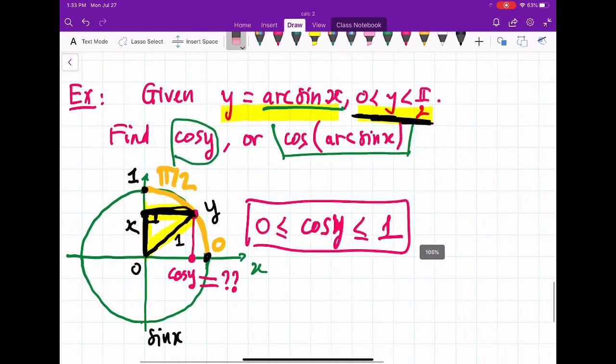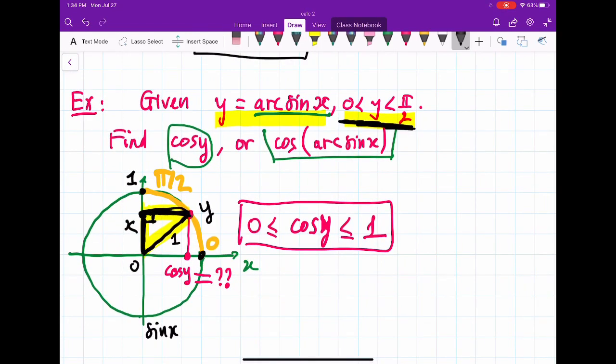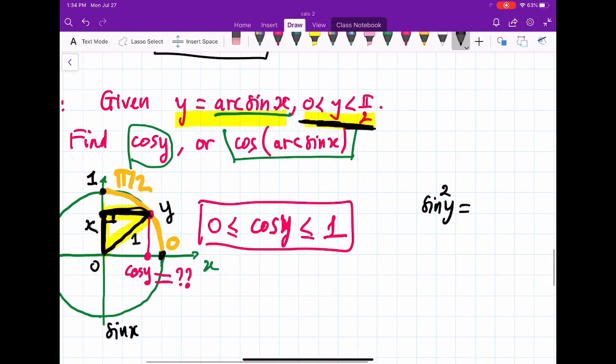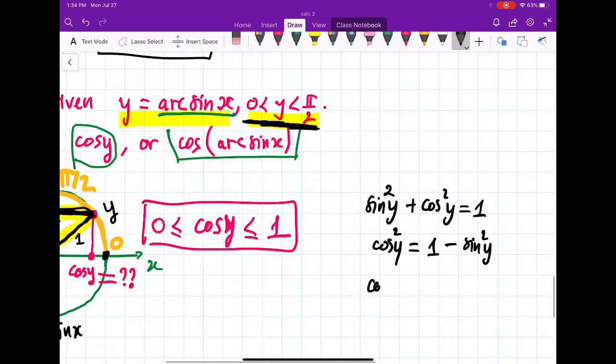So I can see on that right triangle, I have sine square of y plus cosine square of y equal to 1, okay. So if I want to find cosine of y, I need to solve this equation for cosine of y. I have 1 minus sine square of y. And then from here, I apply square root to both sides. I get square root of 1 minus sine square of y.